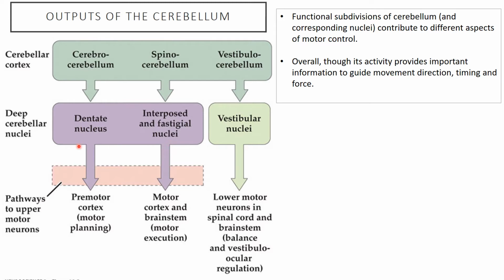And from there, we have different portions of the deep cerebellar nuclei. I know I've got them listed here, but it's not that critical that you know those. They synapse onto premotor and motor cortex. They also will synapse onto some brainstem areas as well. So they're connecting all the way back up into the motor cortex. And this is how the cerebellum can contribute to motor planning.